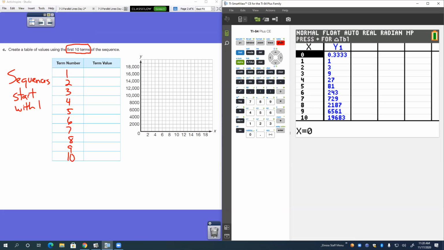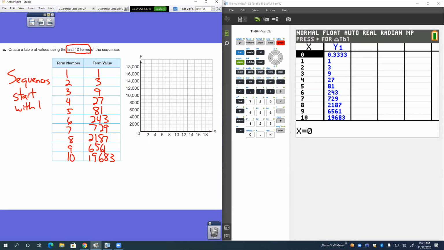So second and table. Now, like I said, sequences start with 1. Your table, when you use it on your calculator, starts with 0. We don't care about the 0. We care about the 1. So all you're going to do is take your values from here and copy them into your table. So 1 is 1, 2 is 3, 3 is 9, and then we have 27, 81, 243, 729, 2,187, 6,561, 19,683.